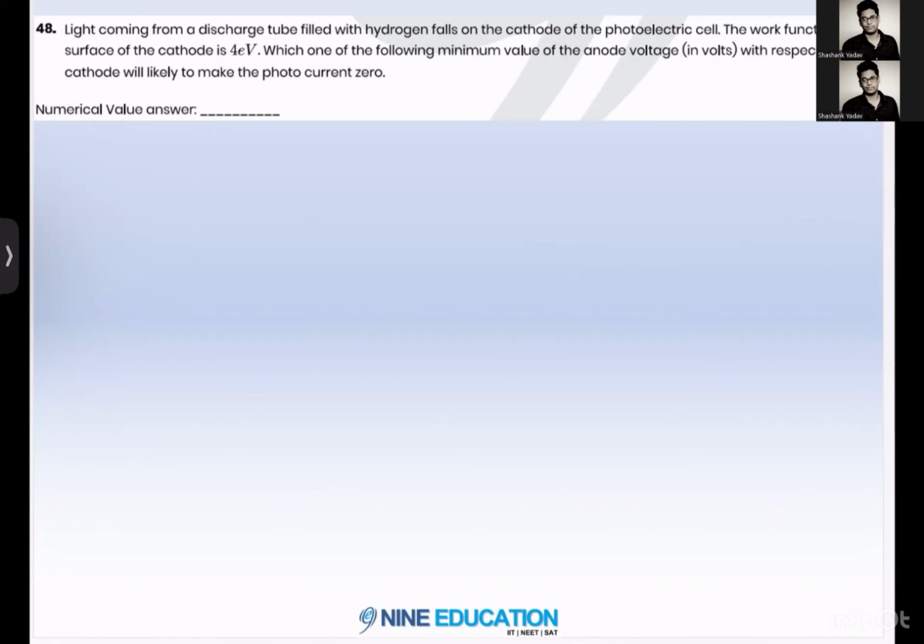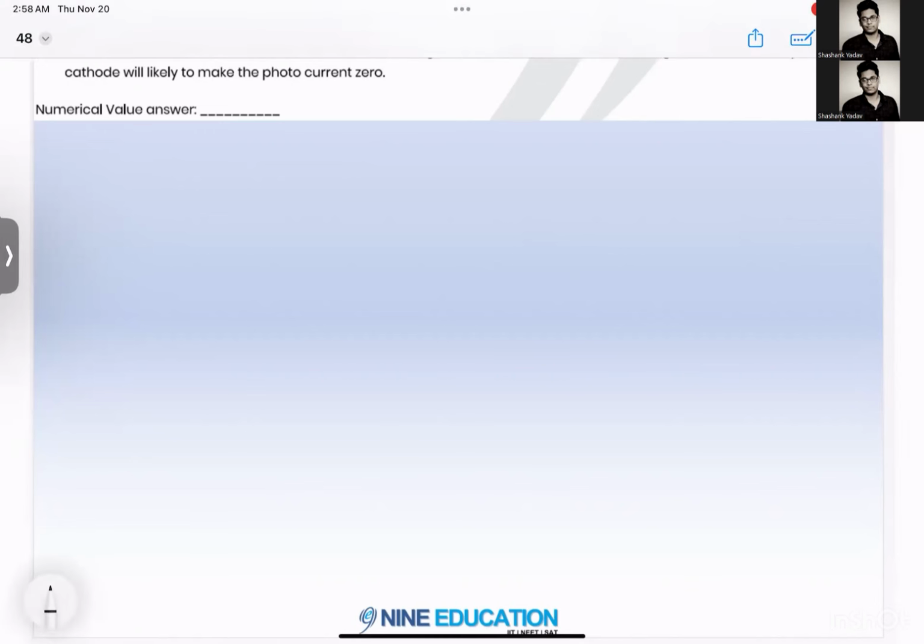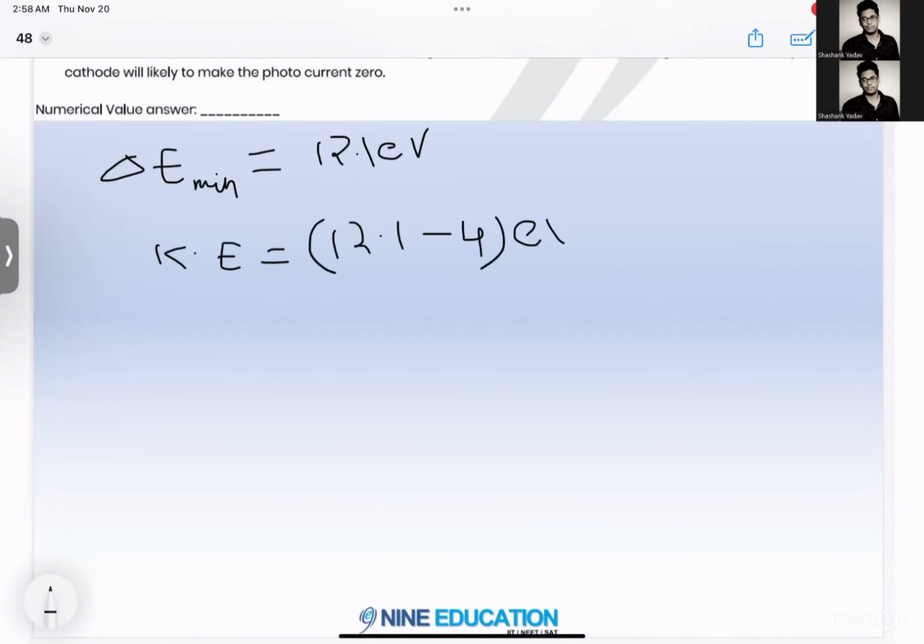Okay. So as I said, the maximum energy that the hydrogen gives when it falls on the cathode is nothing but 12.1 electron volts. This we already know. Then the maximum value of kinetic energy is going to be this 12.1 minus 4 electron volts, which is the work function. That is nothing but 8.1 electron volts.